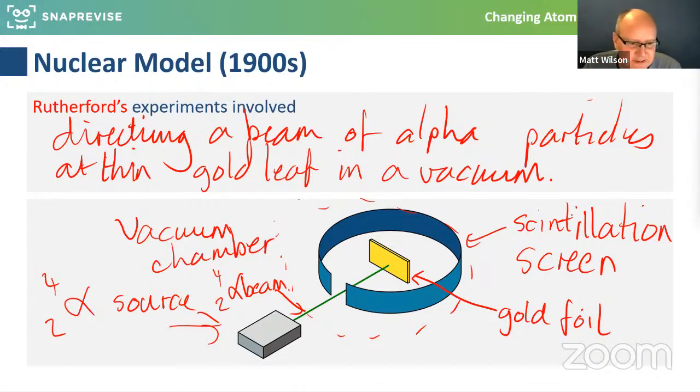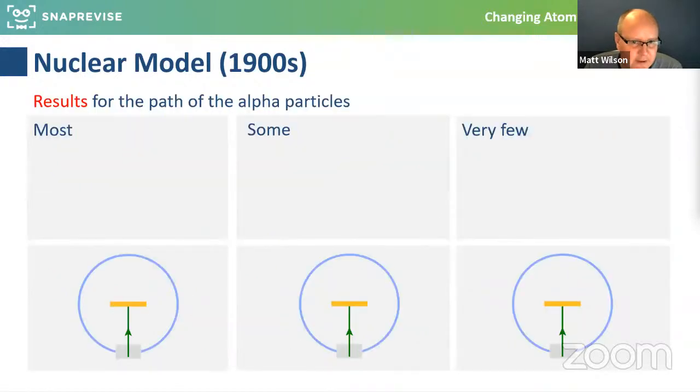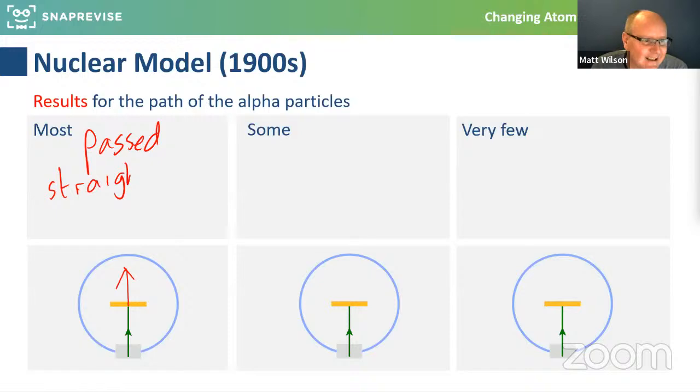Now, this experiment came up with a number of really interesting and unexpected results. Most of the alpha particles pass straight through the foil. So here's an alpha particle at the bottom, coming from the source there, and most of the alpha particles follow this kind of path, just coming straight through the foil and not interacting with anything. So most passed straight through. Now that in itself was very telling.